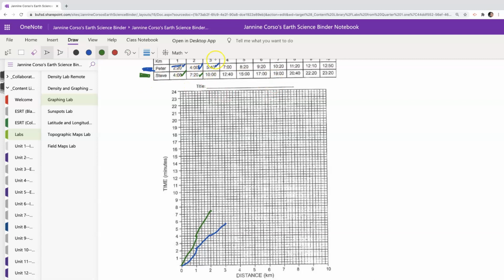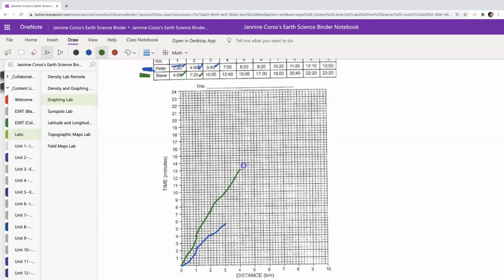So Steve, his 3rd kilometer was done in 10 minutes. So 3 kilometers, I'm going to go all the way up to 10 minutes. And 10 minutes is there. Again, connect your data as you go. So here you got 3 plotted points. Well, you should actually have all of Peter's done. You have 3 plotted points for Steve. You can pause your video at this point to continue Steve.